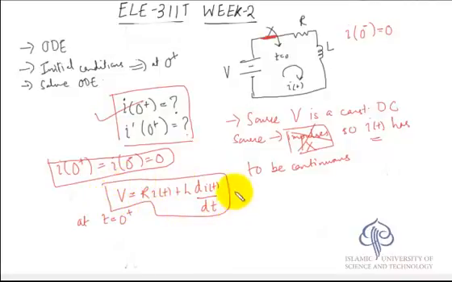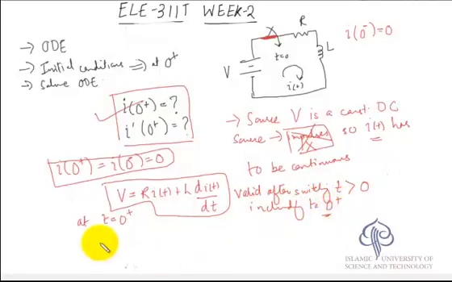This equation is valid after switching, and that means that it is valid for all t greater than 0, including t is equal to 0 plus. So at 0 plus, what is the equation going to be like? It's going to be V is equal to R I(0+) plus L I'(0+), the first derivative of current.